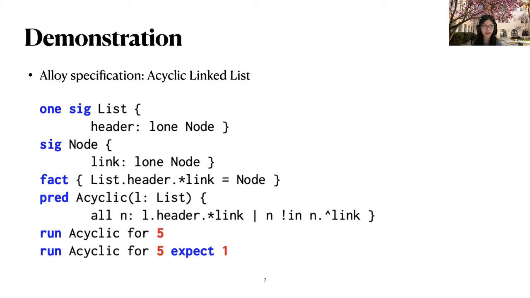Before showing the demo, I want to first introduce the Alloy specification we used in our demo, the acyclic linked list. From the code, we can see that we used the one sig keyword to define the header for the list. Then we used seq and fact keywords to define the set of nodes which are linked one by one from the header node. Then in the predicate acyclic, we made a requirement that each node shouldn't be reachable from itself following one or multiple traversals along the link. With the above settings, we can then define the acyclic linked list.